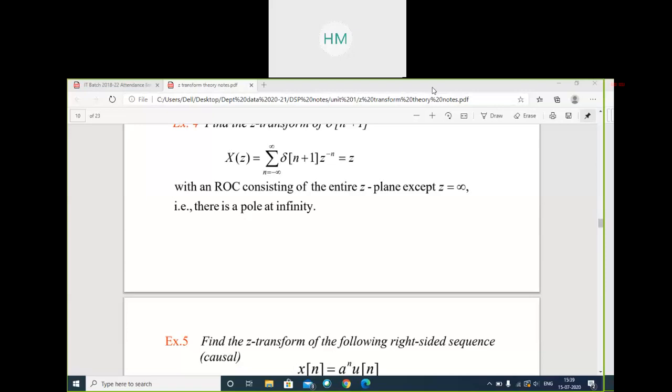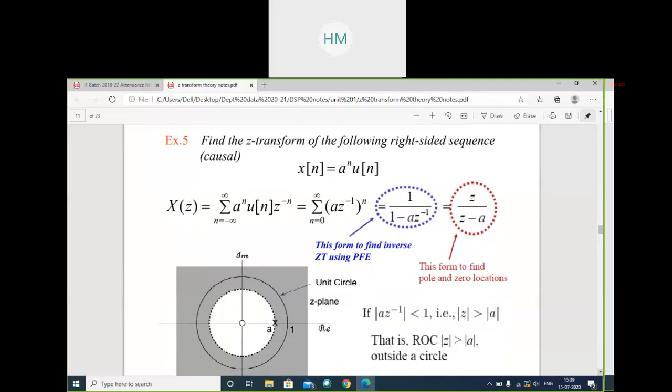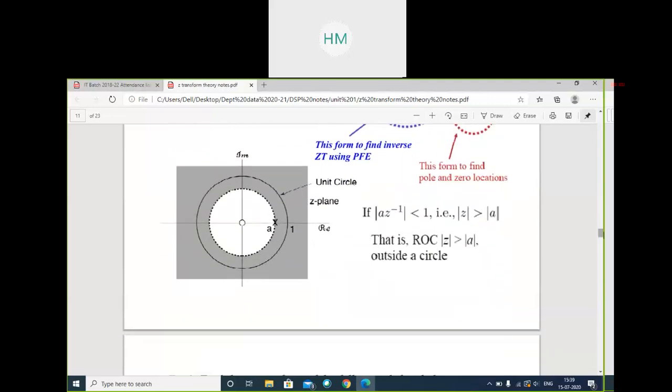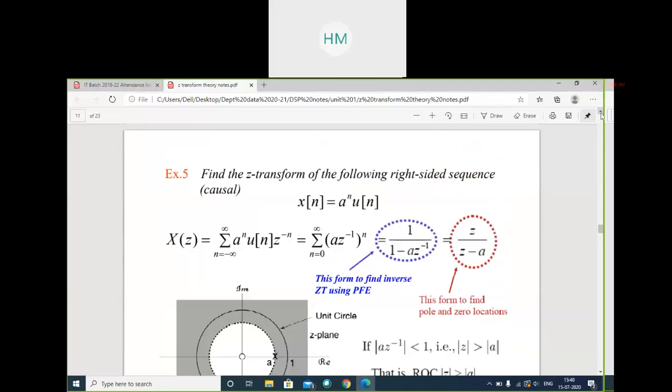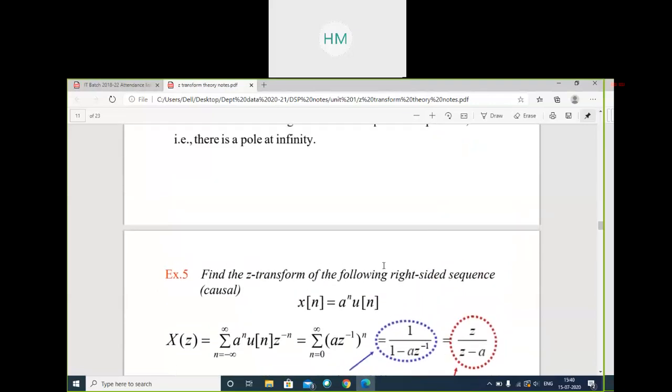Okay, one answer came. Z transform is z upon z minus a, mod of z greater than mod of a. So my ROC exists outside the circle because it is greater than a. Very good, students. Let's simplify it now.